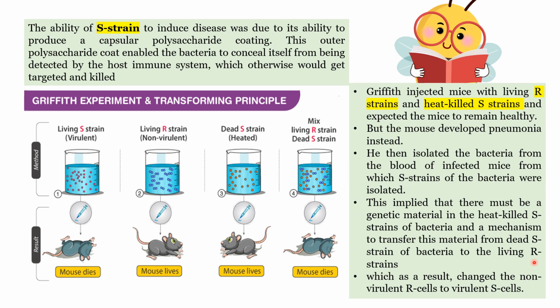So for the Griffith experiment, must remember he took living virulent S strain, mouse dies. He took living R strain, which was non-virulent, mouse lived. Dead S strain heated, mouse lived. And for a mix of living R strain and dead S strain, mouse again dies. So these were the method used and the results.